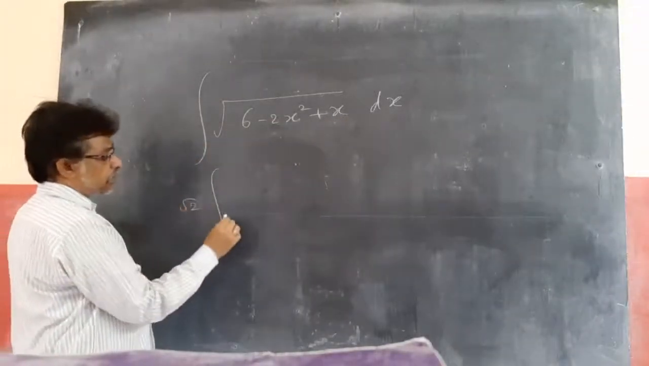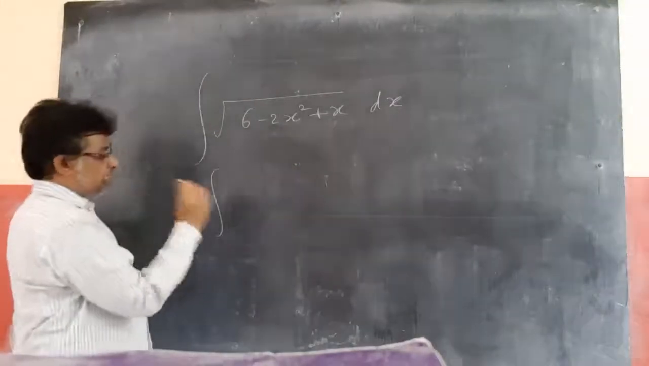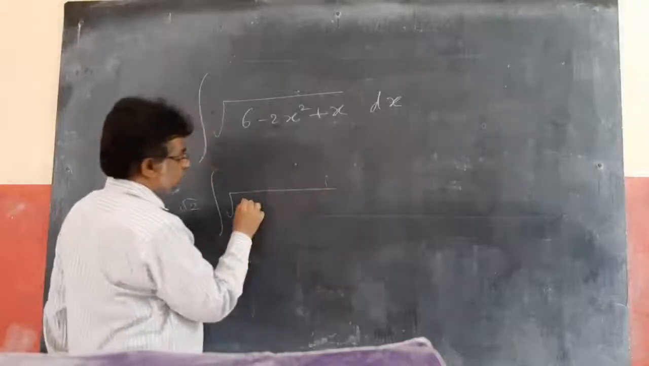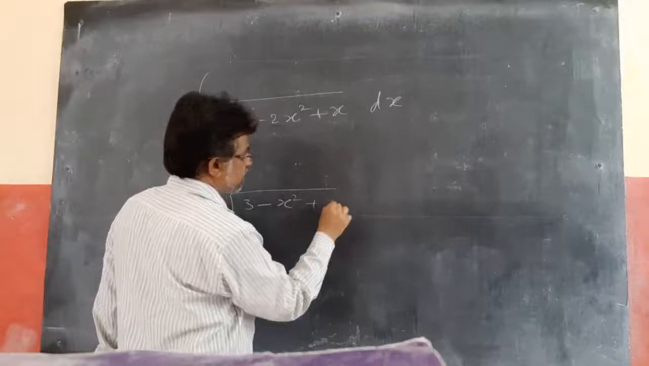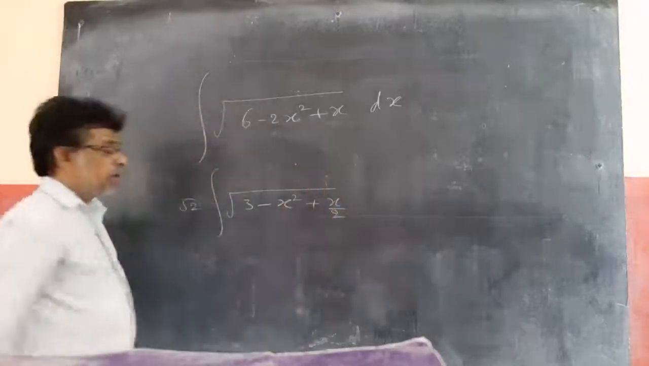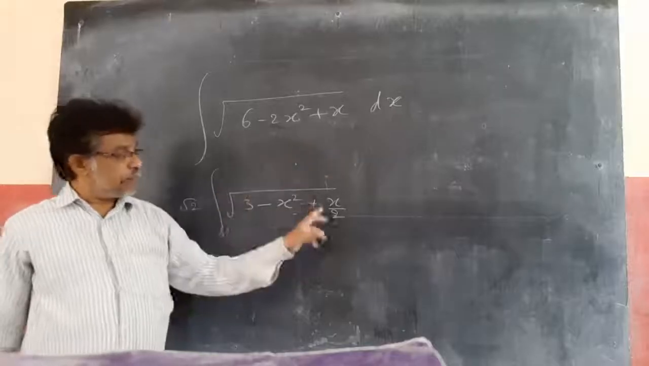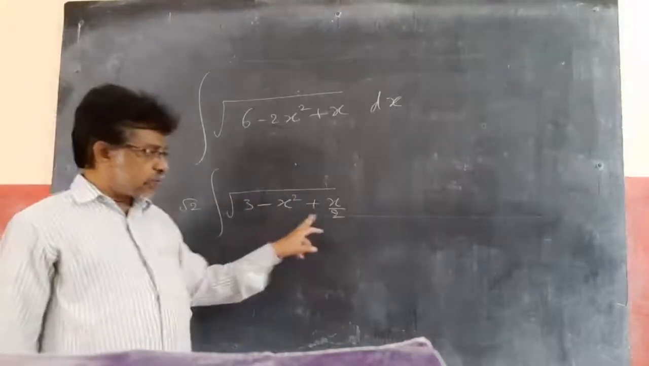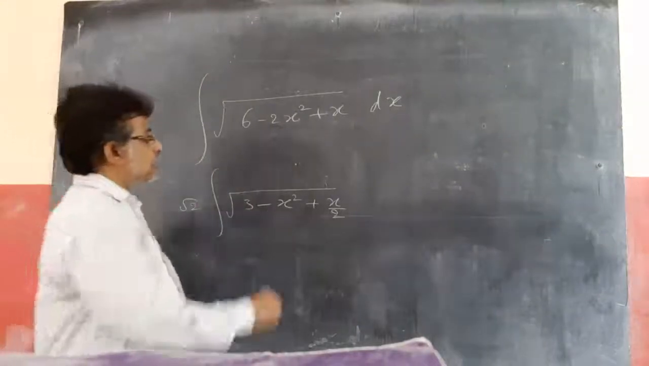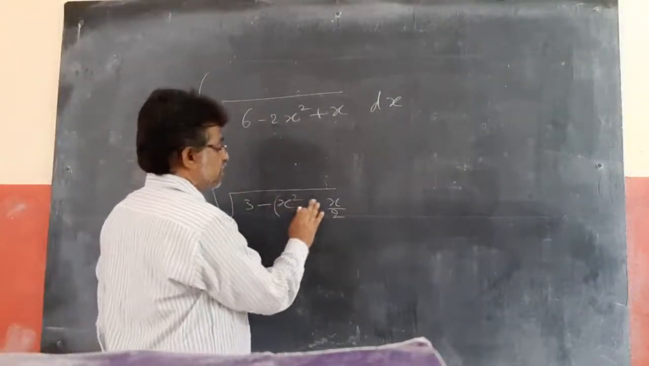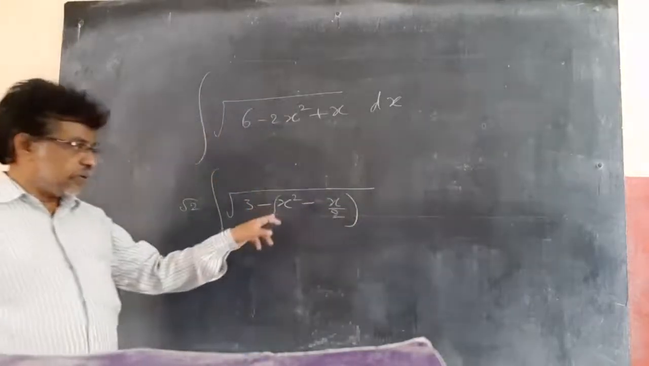Take out 2 common, root 2 comes outside, I am writing root 2. So what is left is 3 minus x square plus x by 2. Now the x square coefficient is minus 1, and I need to get plus 1. So if I take minus common, this becomes plus, this becomes minus. Now the x square coefficient is 1.